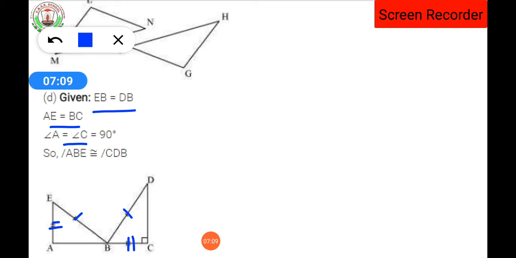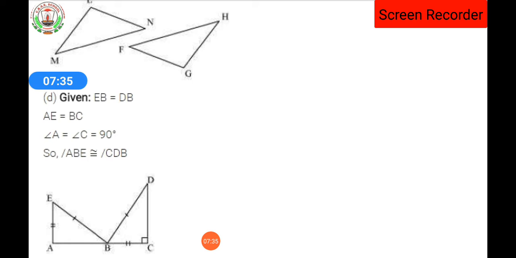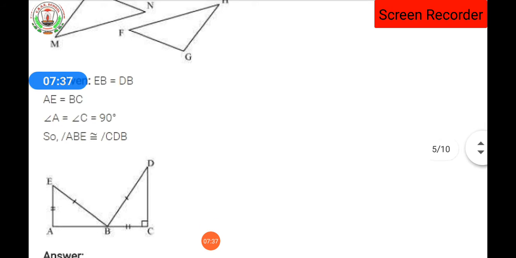Then angle A will be equal to angle C, as a 90 degree. Now, by which property will this be equal? As it is a 90 degree, and the hypotenuse of both the triangles is there, right? Hypotenuse side. That is the RHS property, isn't it? So, for the D part of the question, the RHS congruence criteria is valid.